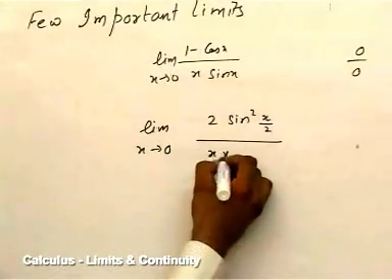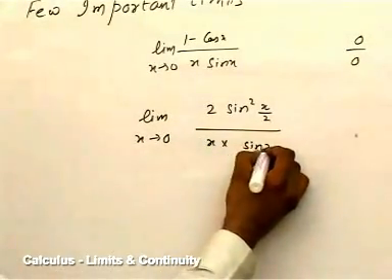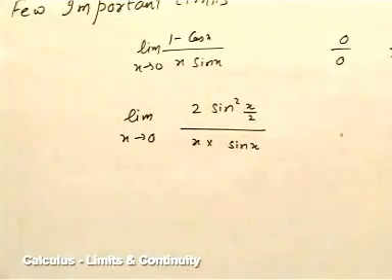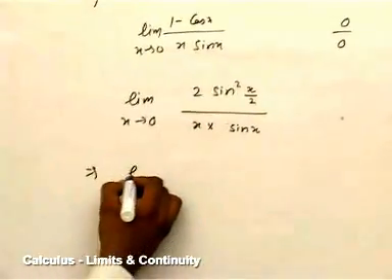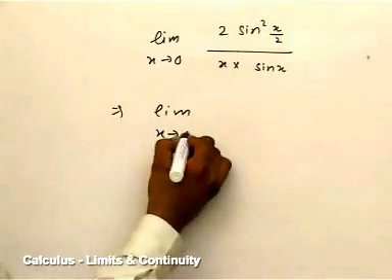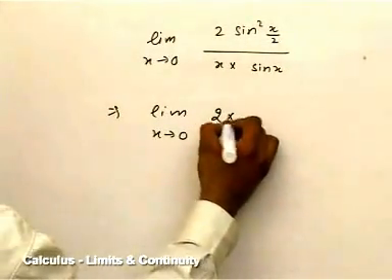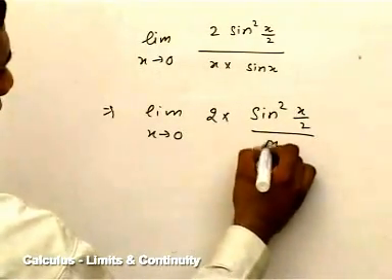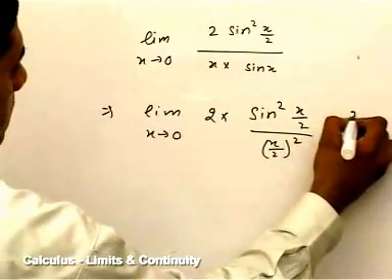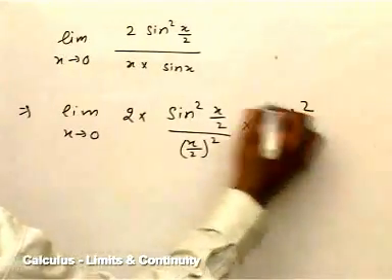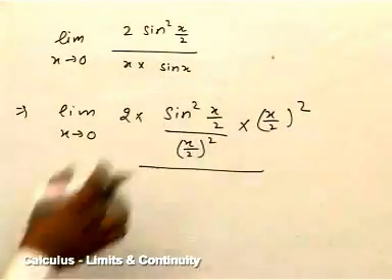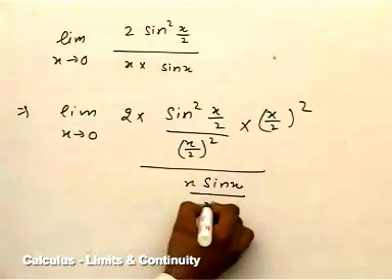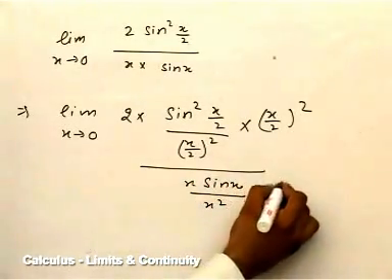Now x, and here it is sin x. We have a degree of 2 sin square. We divide the numerator and denominator by x square. Limit x tending to 0, 2 sin square x by 2. We divide the denominator and multiply. Now we divide this denominator also by x square, x sin x by x square into x square.